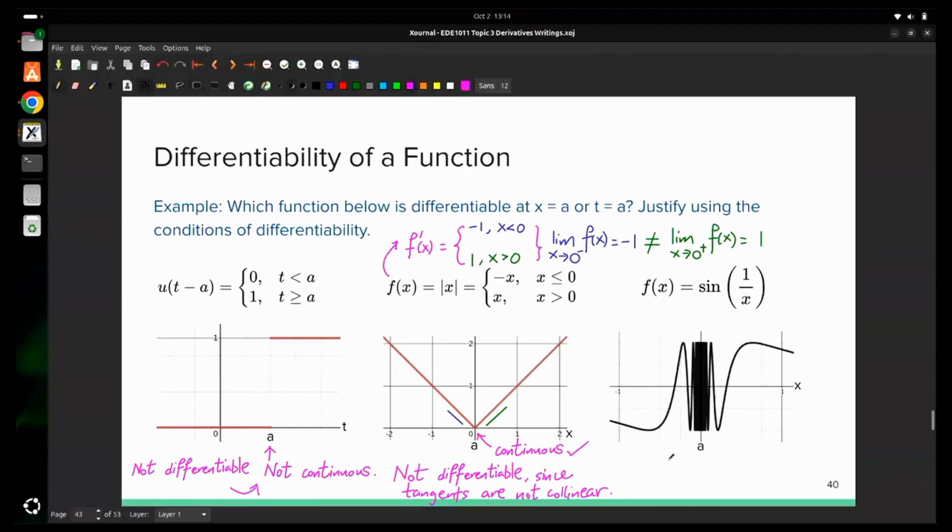So this part fails the continuity test. The reason is simply that the function is not defined. f of 0 is not defined, so it cannot satisfy the continuity condition. So not continuous means what? Not differentiable.